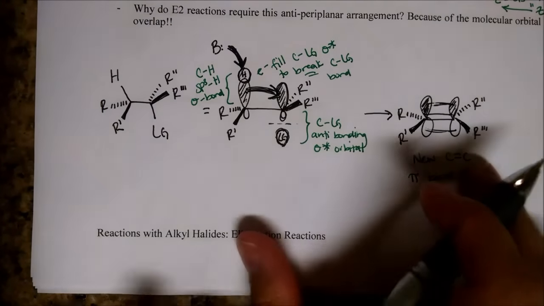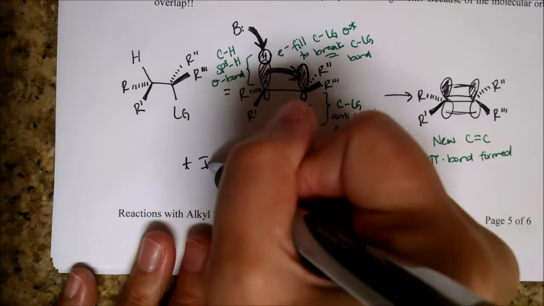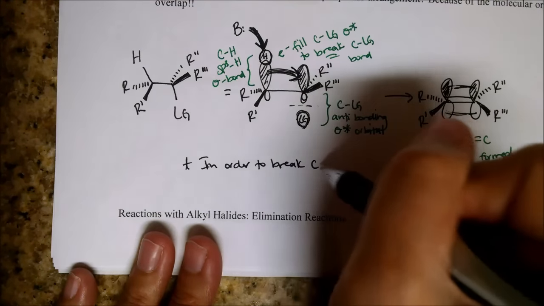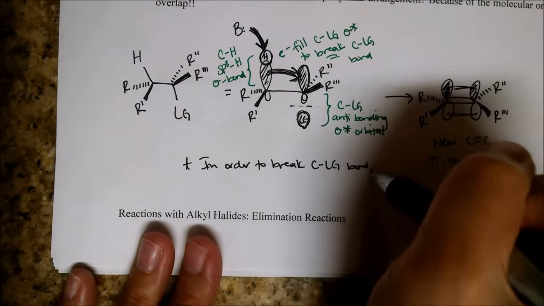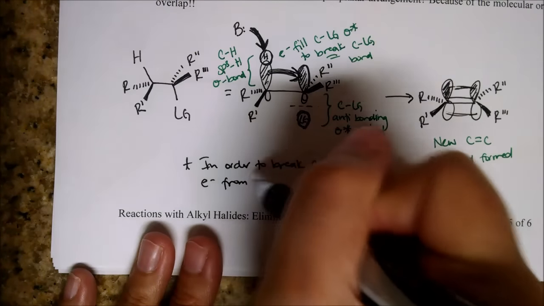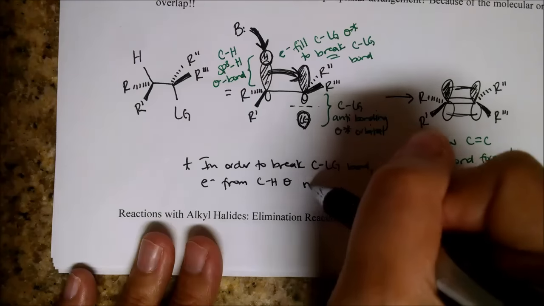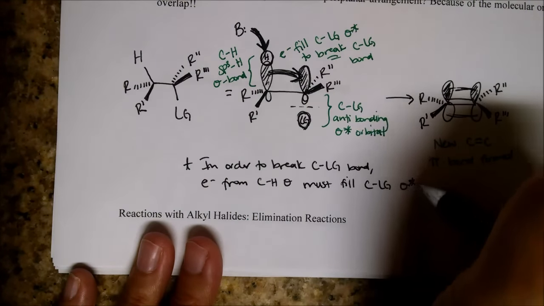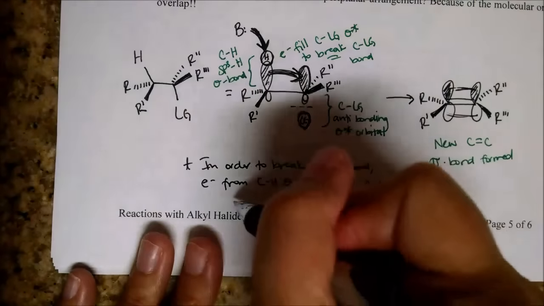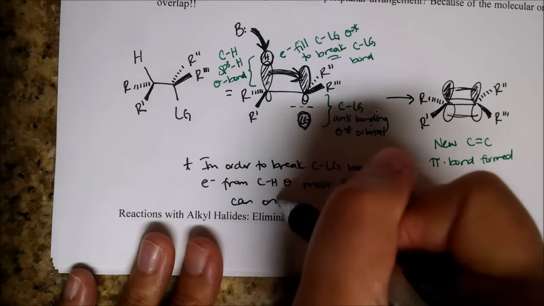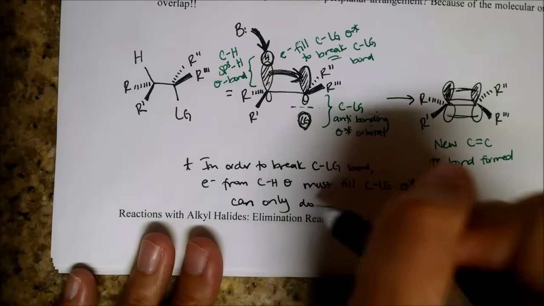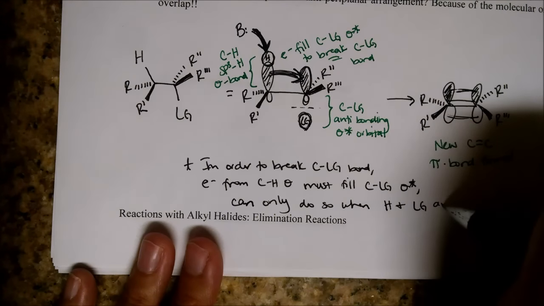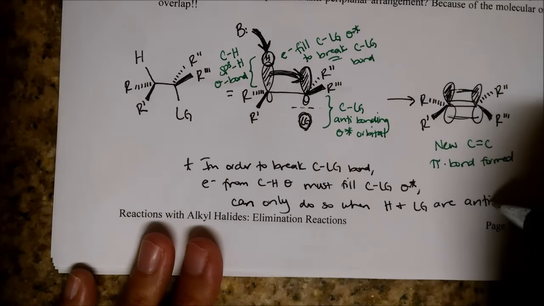So if they're in this anti-periplanar arrangement, in order to break the C leaving group bond, electrons from the CH sigma must fill the C leaving group sigma star. They can only do so when the H and the leaving group are anti-periplanar.